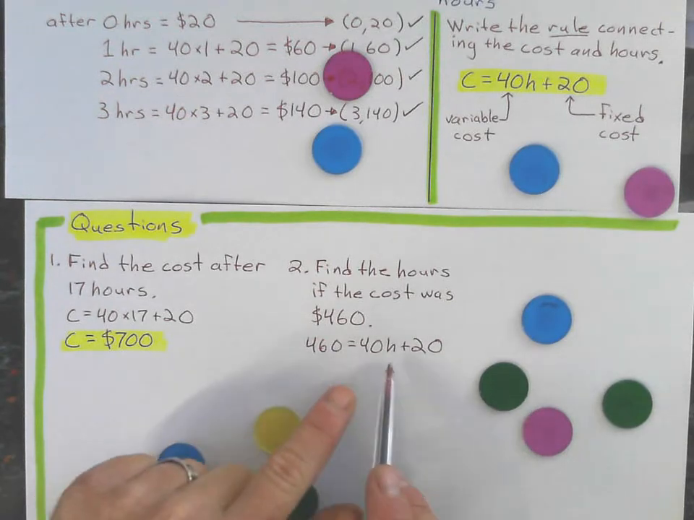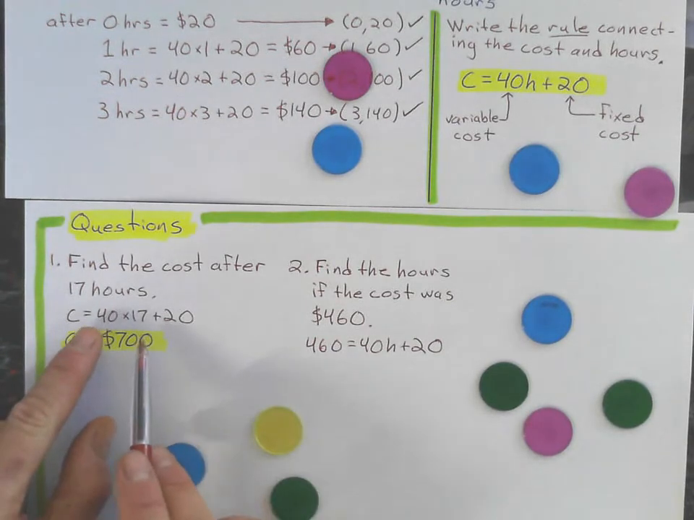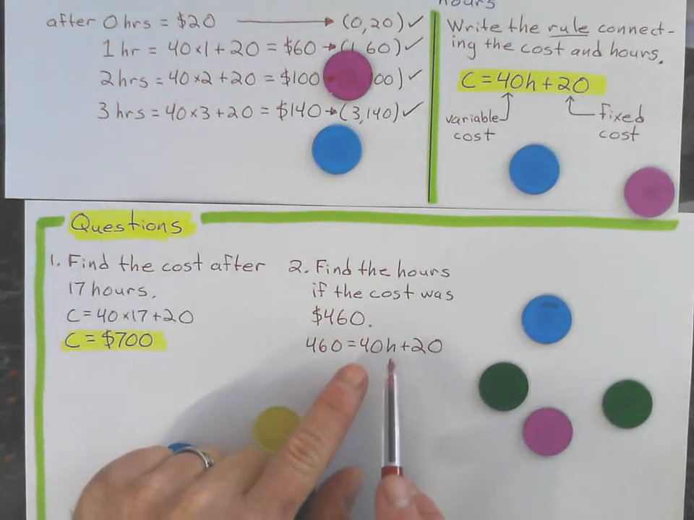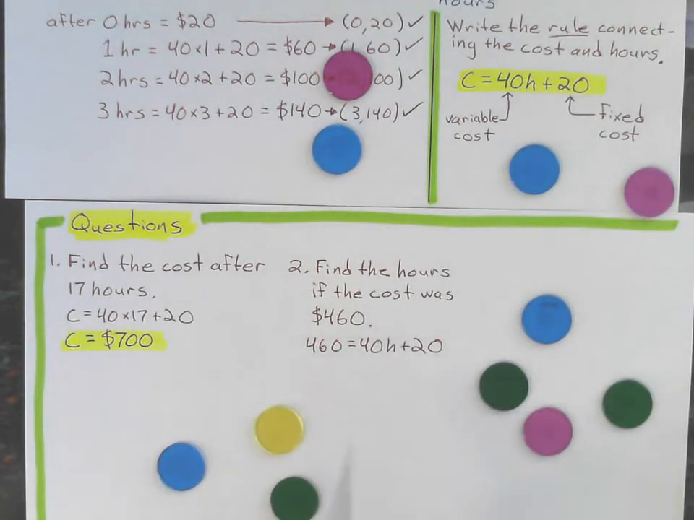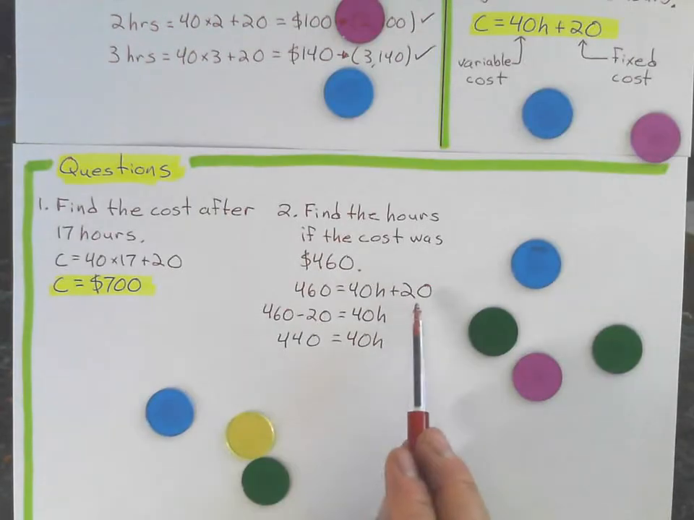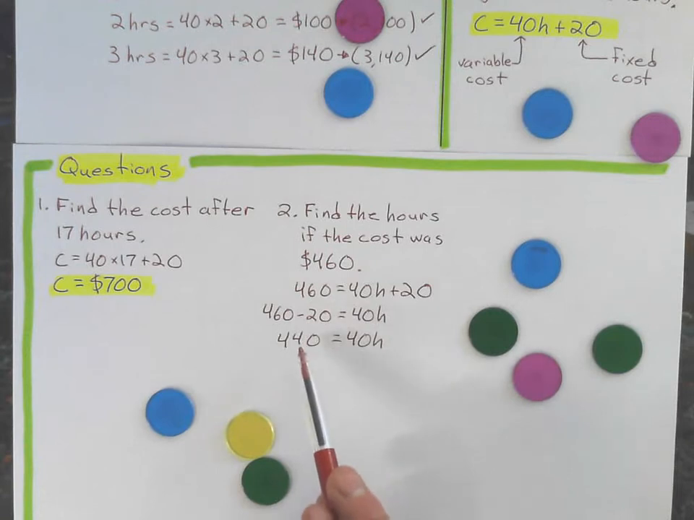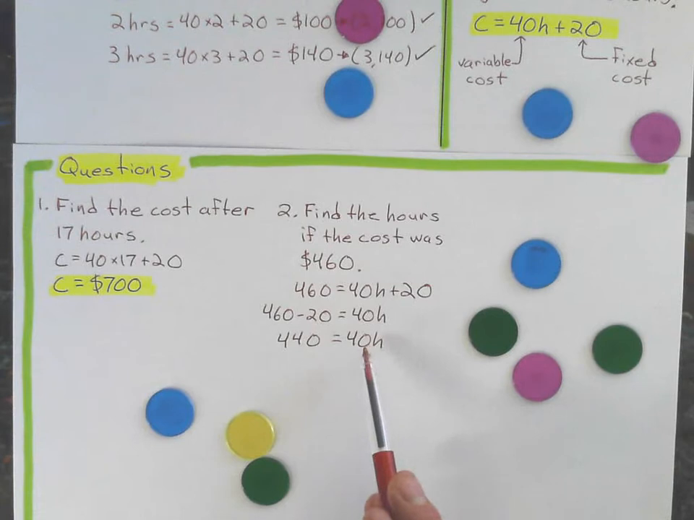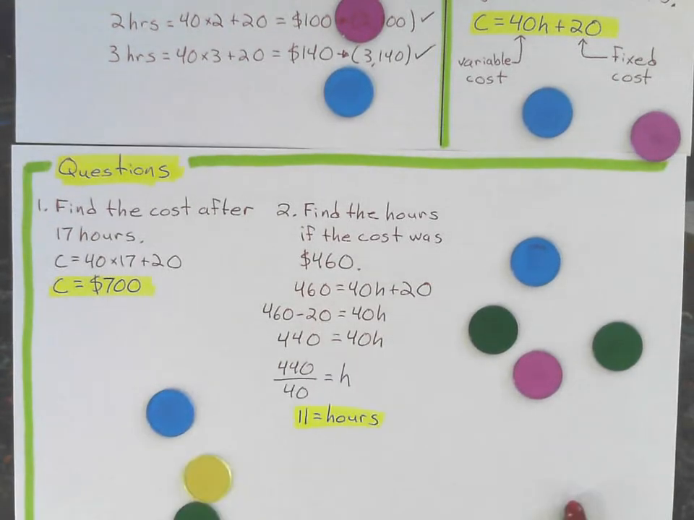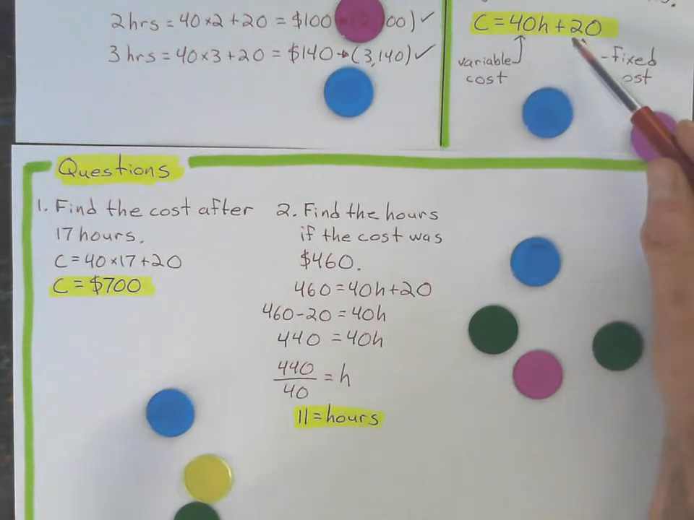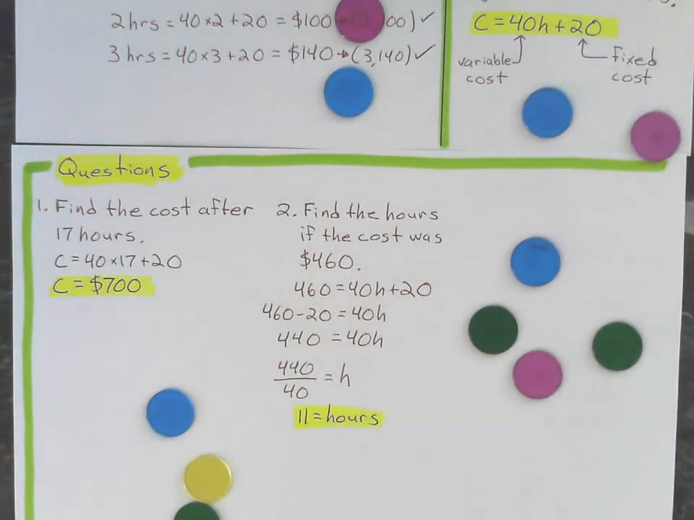Now I'm going to use the properties of solving equations, not substitution, to get H, which is the number of hours. When I take that 20 and subtract it to the other side, I get 440, and my last step will be to divide by the coefficient, which is 40, and I get a job that took 11 hours. Alright? Using the formula that you're going to have to get on your own.